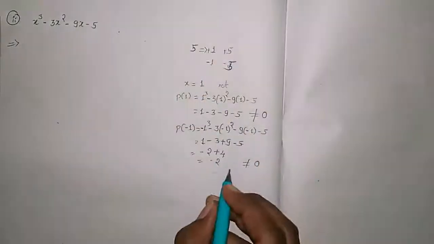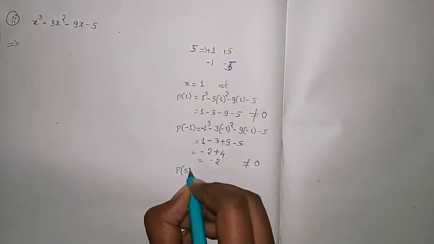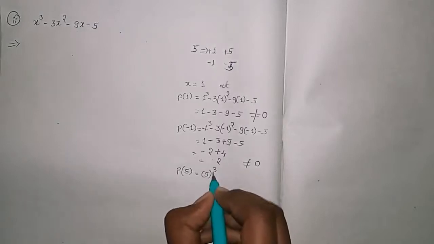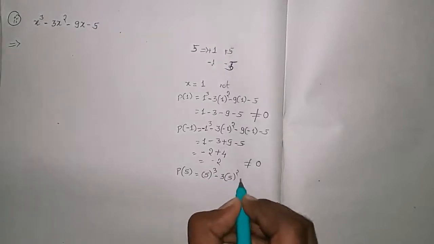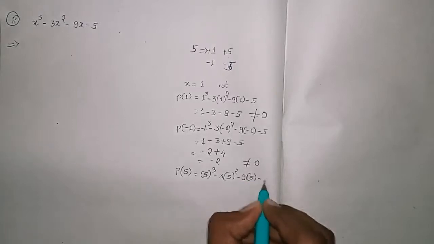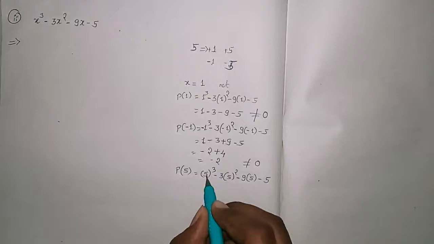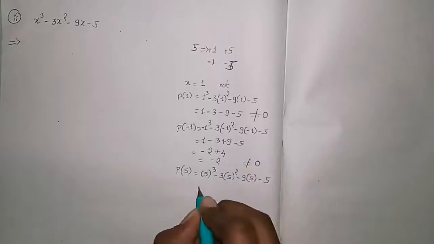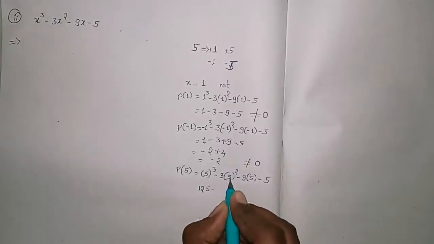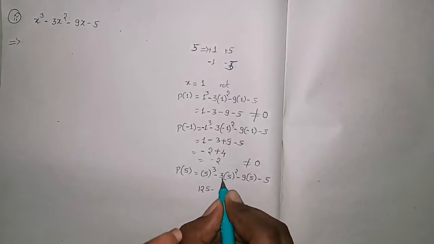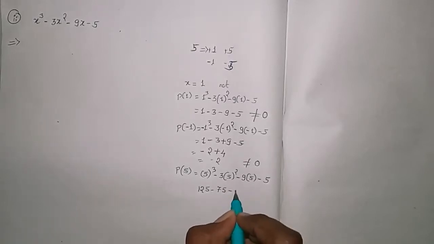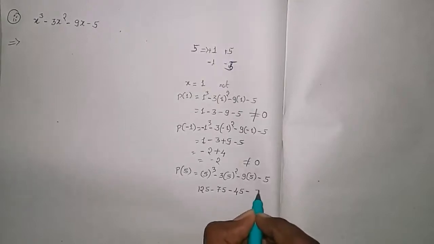And the third term we will consider plus 5, p of plus 5. So substitute in the equation: 5 cube minus 3 into 5 square minus 9 into 5 minus 5. So 5 cube, 5 into 5 into 5: 5 5s are 25, 25 5s are 125. Minus 3 into 5 square, 5 5s are 25, then 25 3s are 75. Okay, minus 9 5s are 45, minus 5.